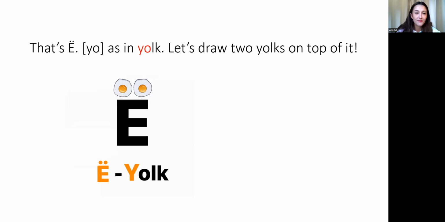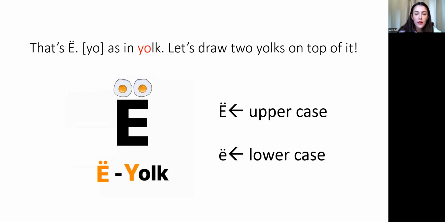That's yo. Yo as in the word yolk. So let's draw two yolks on top of this letter. That's the image that I have for you. Yo, as in the word yolk. I hope the image is helpful. I believe it is helpful. Here's the uppercase. That's the lowercase. Keep in mind they are different. Uppercase, yo, lowercase, yo. Good.